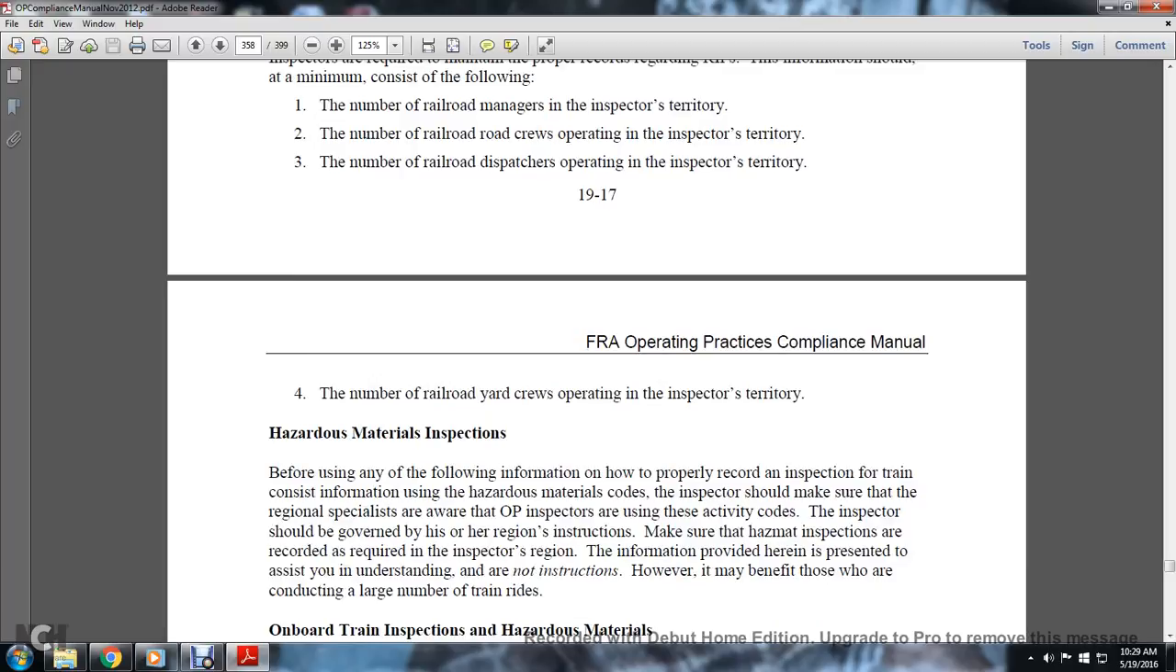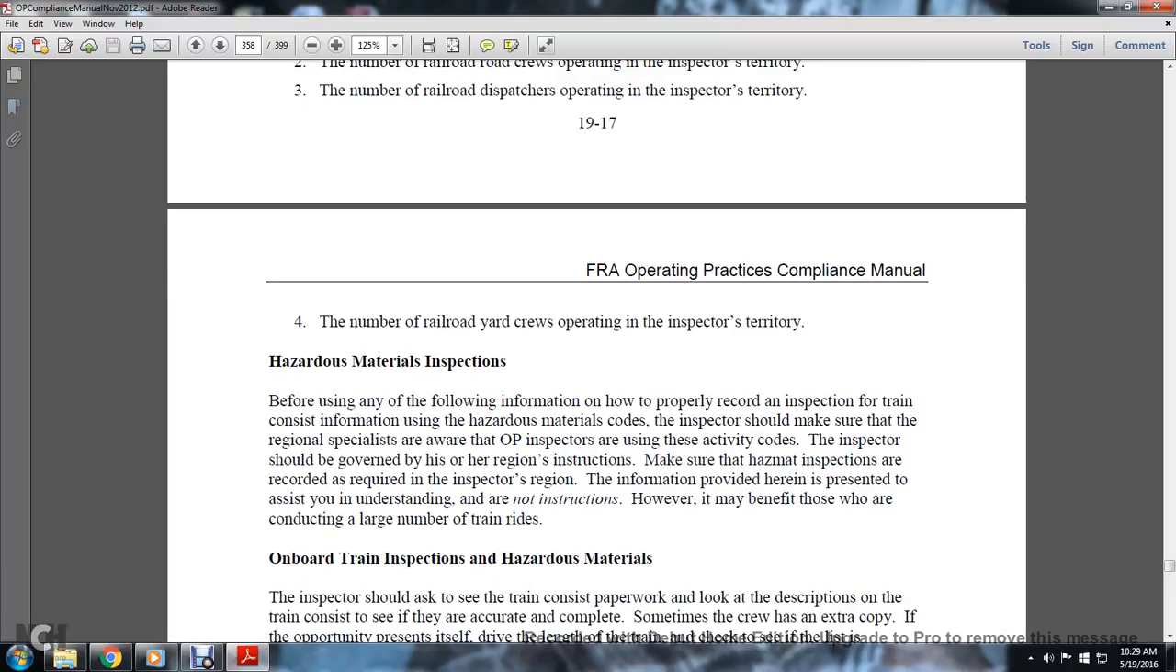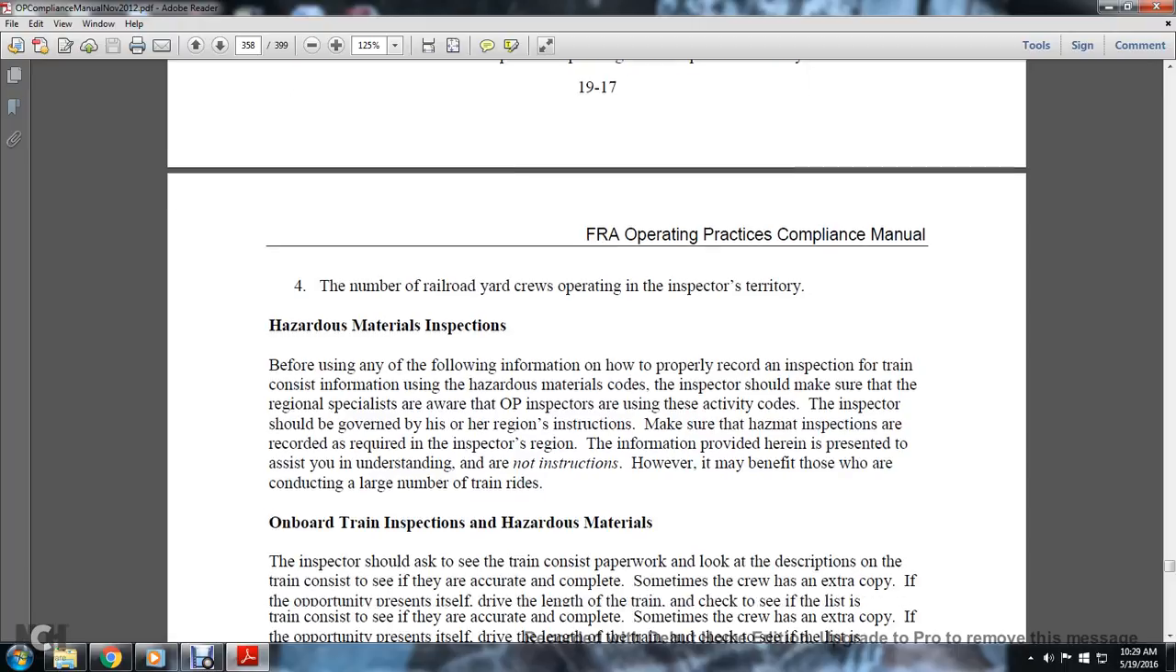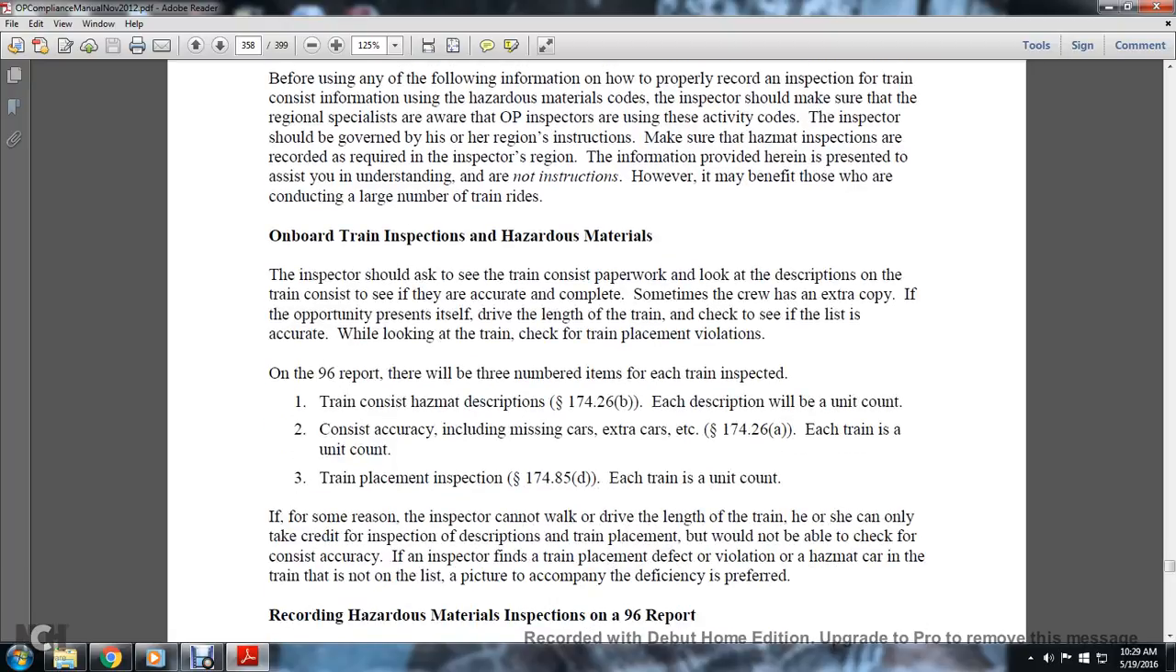Hazardous material inspection. Before using the following information on how to properly record the inspection of the train consist and the hazardous material codes, the inspector should make sure that the regional specialists are aware of the activity codes the inspector is using. The inspector should be governed by his or her region. Make sure the hazmat inspections are required in the inspection region, and that the information provided is presented to assist understanding and is not instructions. However, there may be benefit in conducting a large number of train rides.